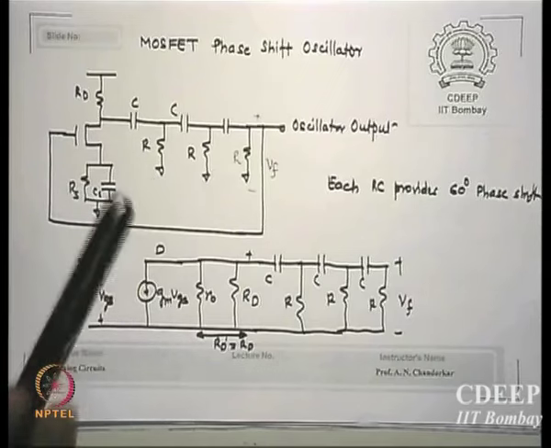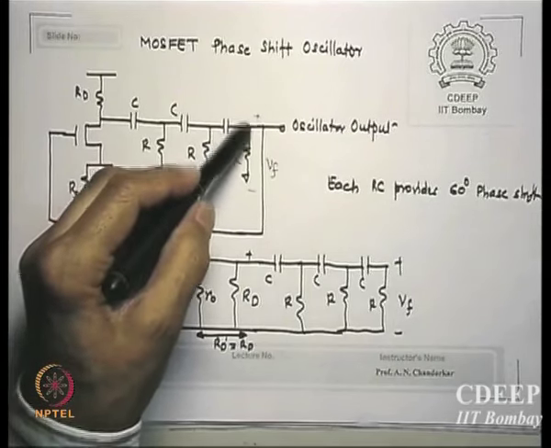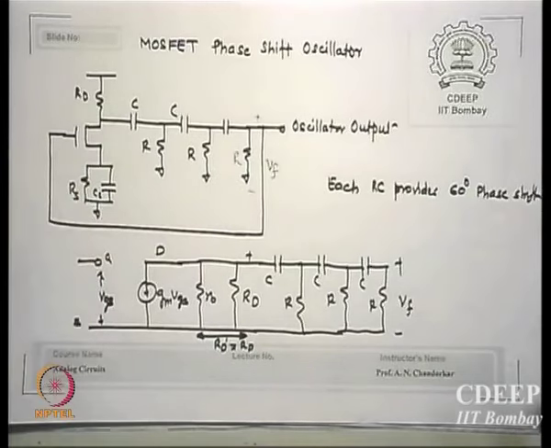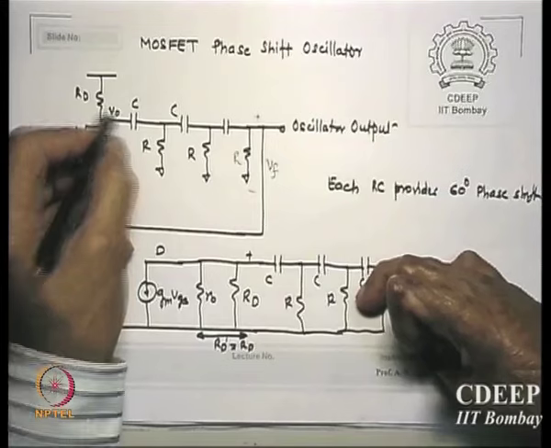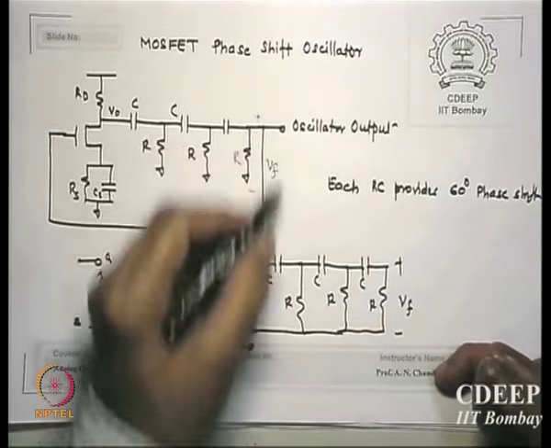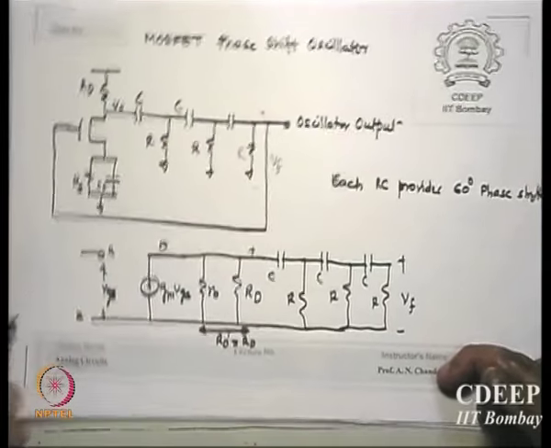So obviously, you can see the voltage drop across this R, remember, this is my V0, okay, and this is my VF. Whatever voltage is here is returned to this.